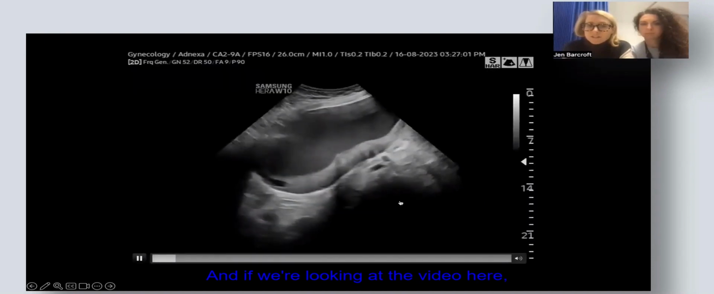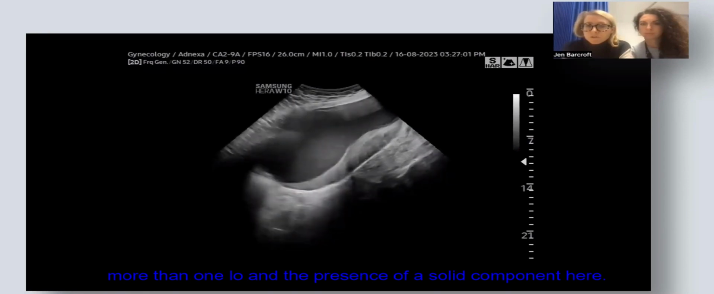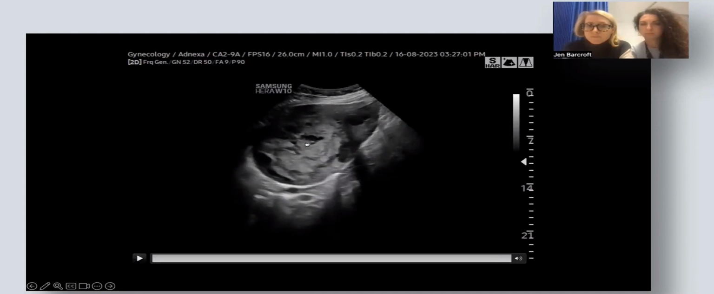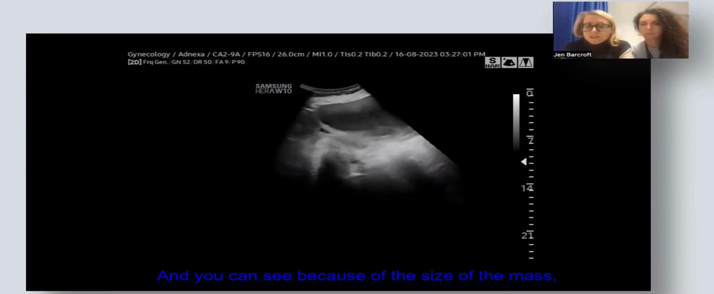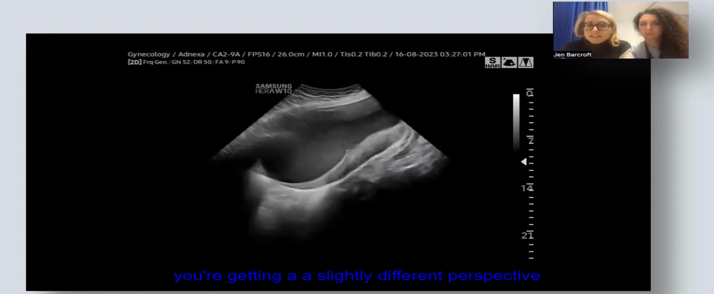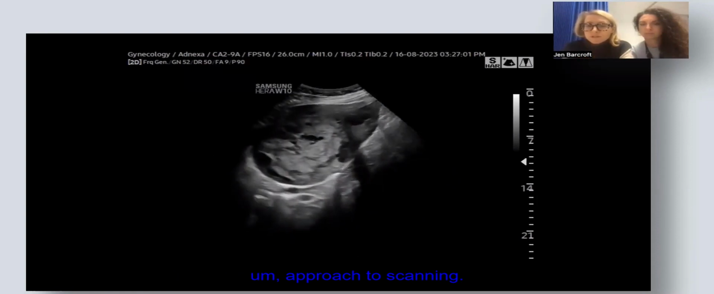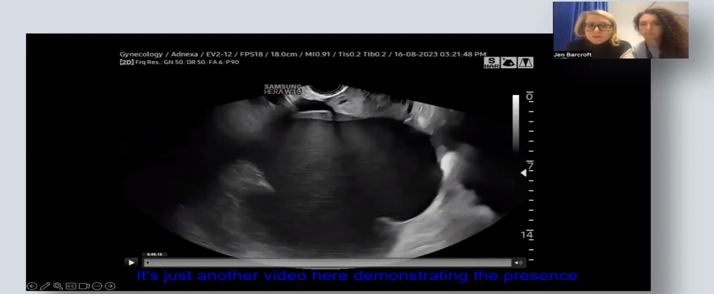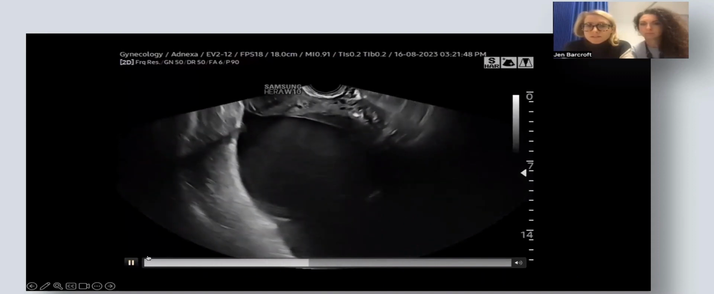And if we're looking at the video here, this also demonstrates the presence of more than one locule and the presence of a solid component here. Just running that one again. And you can see, because of the size of the mass, you're getting a slightly different perspective when you're using a transabdominal approach to scanning. Here is just another video demonstrating the presence of a multilocular solid mass.